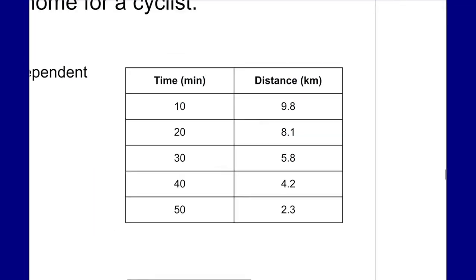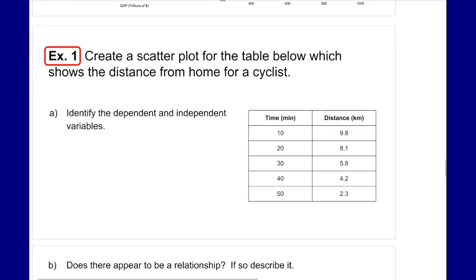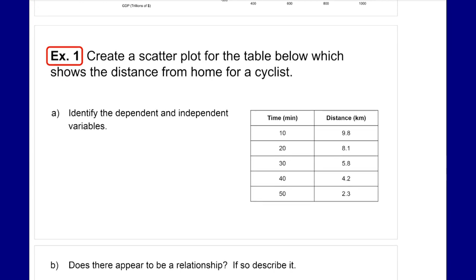We've created our scatter plot. Now what we want to do is identify the independent and dependent variables. Well, in this case, our independent is going to be the first column in our table, and our dependent is the second. If you think about it, the distance from home depends on the time. When we change the time, our distance is going to change.